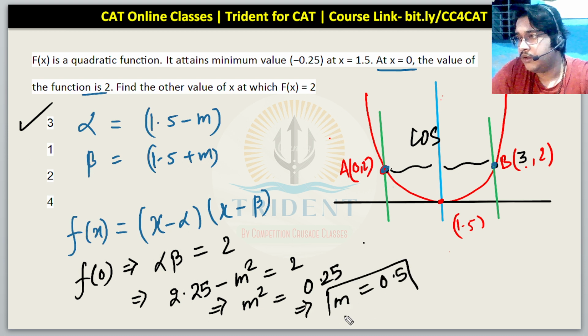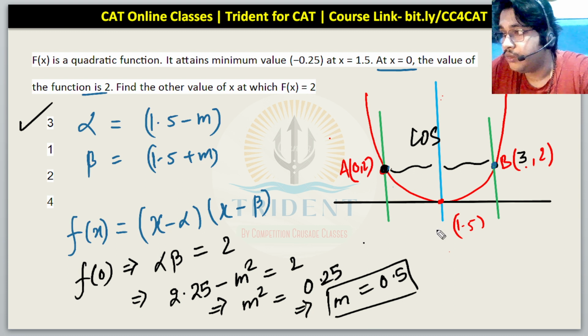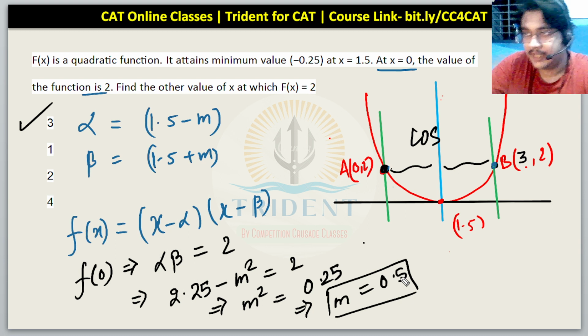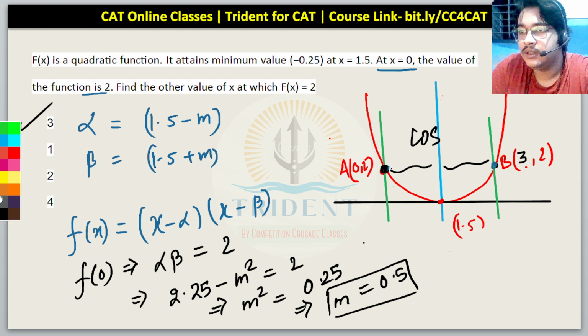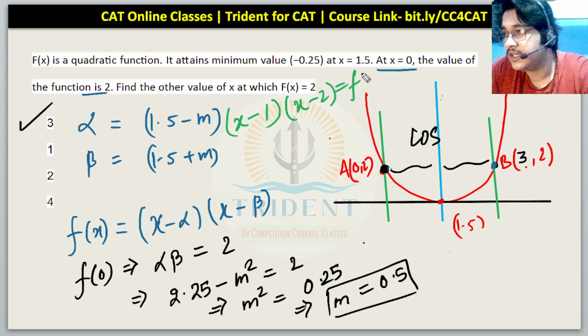Now hold on. At this point somebody can say, but sir, it is given that the x coordinate for this point is 0 and not 1, because if you go leftwards of 1.5 you'll find 1. At this point I would like to say that m equals 0.5 is not the answer. It is not the x coordinate either. What you need to do is substitute that value and you'll get the function f of x as (x minus 1)(x minus 2). This is the function f of x.